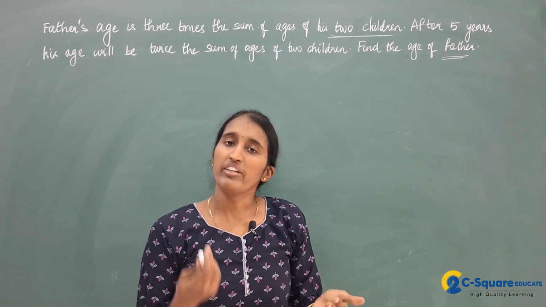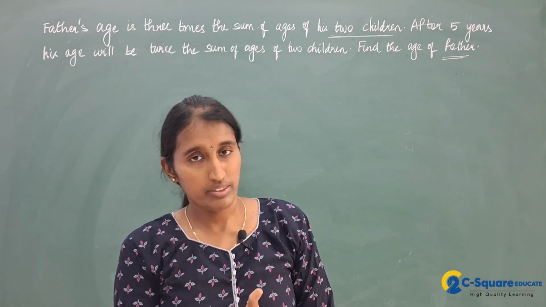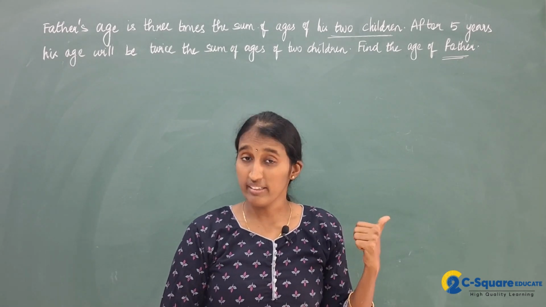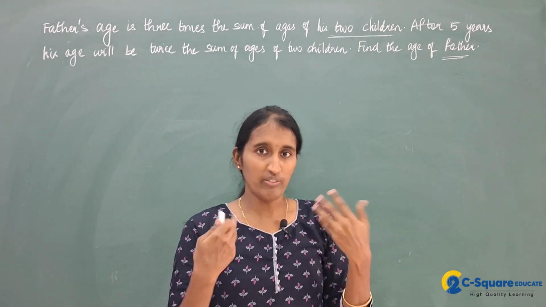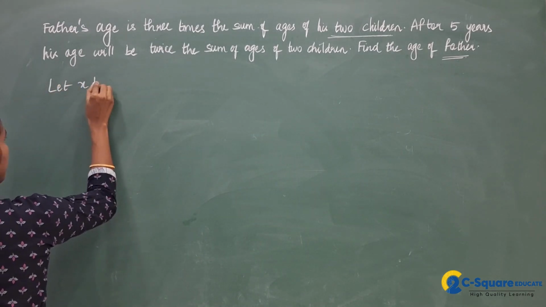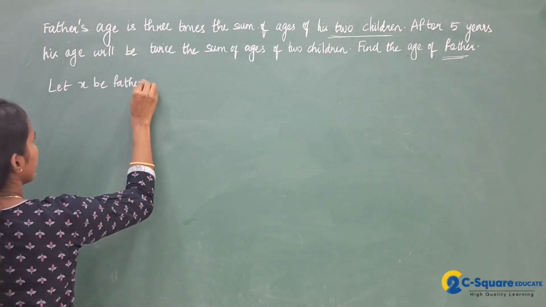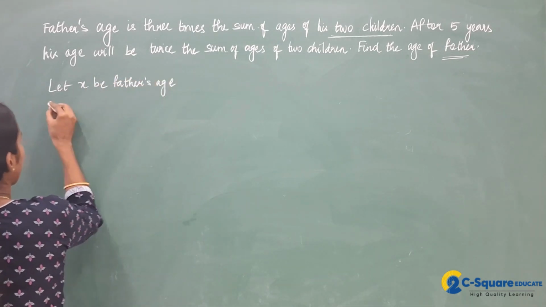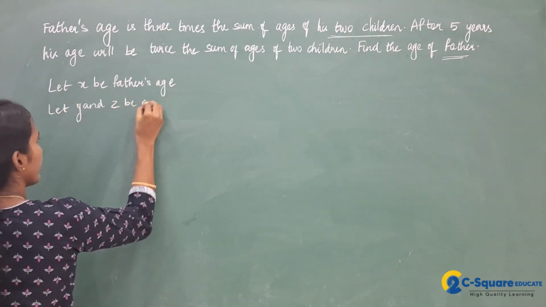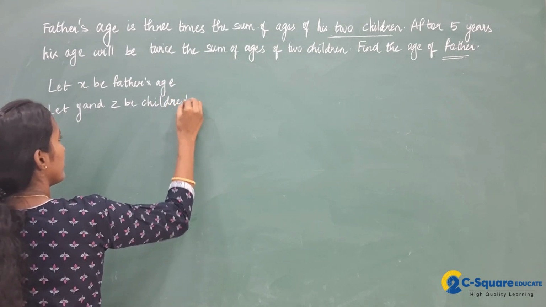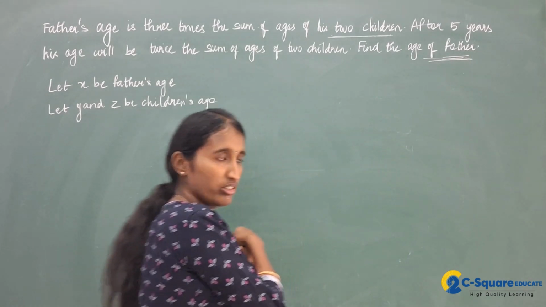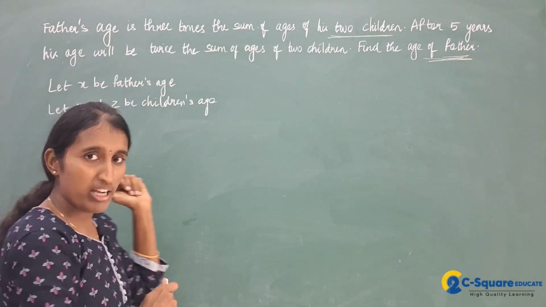And what is the next step? We need to give names to the unknowns. Usually how many unknowns will we have in such a problem? We will have 2 unknowns, right? But here in this case we have 3 unknowns, but still we will work it out. So let's give the names. Let X be father's age and let Y and Z be children's age. But finally, they are asking only the age of the father, not the children. So we have given the names to the unknown variables.